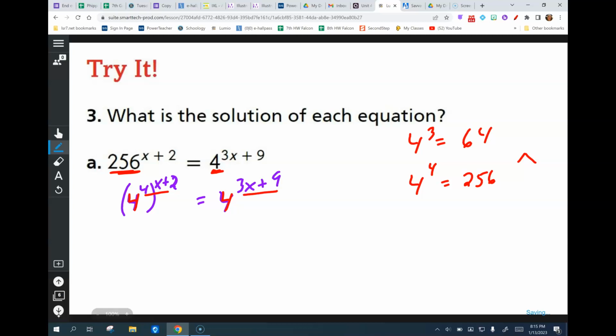Okay, now over here, what you need to remember, when I take a power to a power, what do I do with my exponents? That's right, I multiply. So this is going to get multiplied. So this is going to be 4 times x plus 2 is equal to 3x plus 9. Because if my base is the same, then my exponents have to be equal because this says this is equal. So if it's equal, the exponents have to be the same.